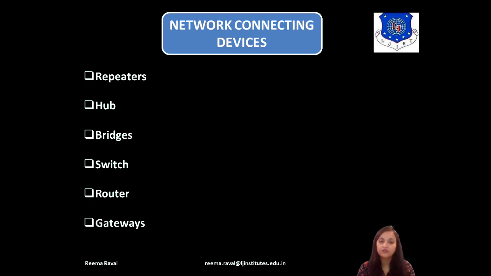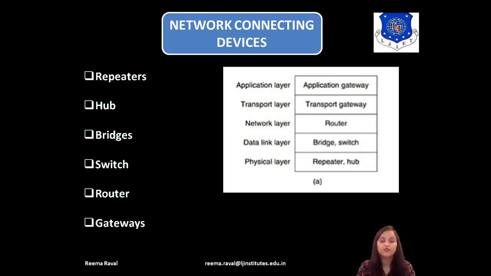Now we are going to see each of these network connecting devices in detail, and all of these devices operate on different layers. So let us see first of all on which layer which device operates. As you can see over here, repeaters and hubs operate on the physical layer. Above that, in the data link layer, bridges and switches operate. Then routers operate on the network layer, which is very important. Above that, transport gateway and application gateways are on the transport layer and application layer respectively.